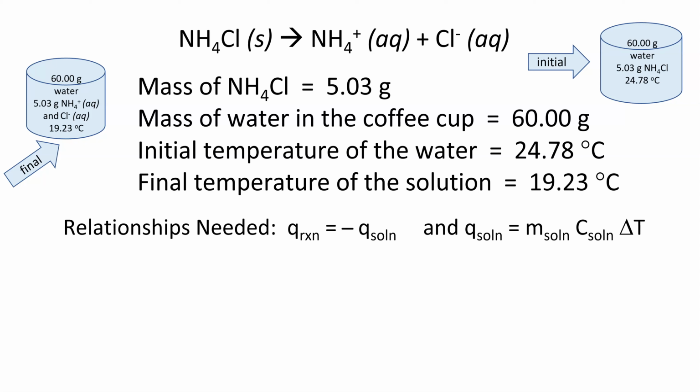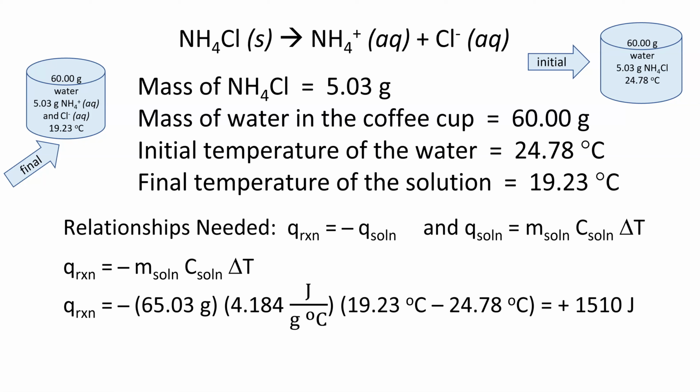Okay? So we can combine these two, like we did earlier, and have that the heat of our reaction is equal to the opposite of whatever's going on with the solution. And the solution's heat is the mass of the solution times the specific heat of the solution times the temperature change of the solution. So the mass of our solution is 65.03 grams. It's the mass of the water and the solid that you added in there originally. So we have to account for both of those masses. Both of those things are being cooled off. We have to account for that.